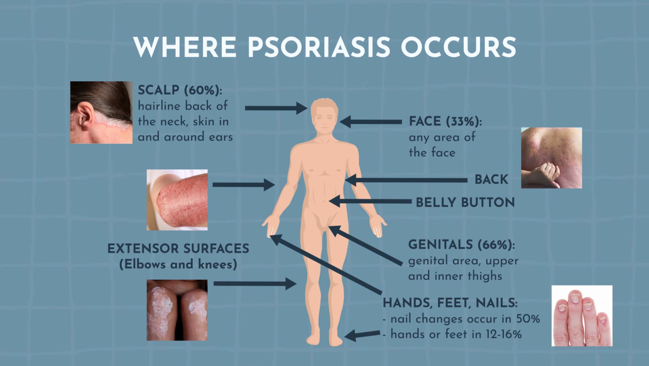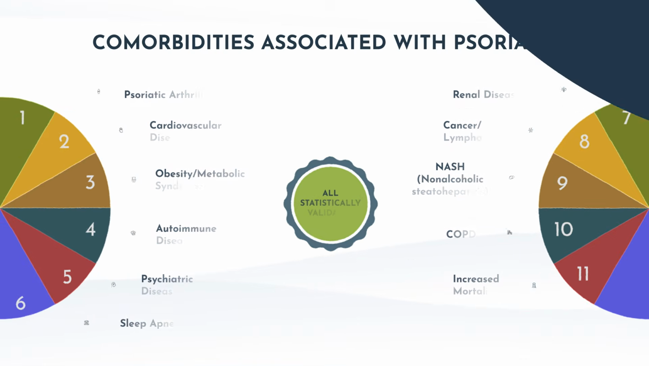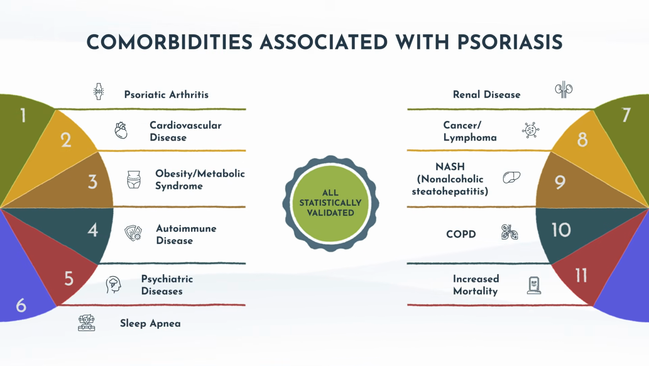So one thing that's really important to keep in mind is that psoriasis is not just a skin condition. It is a systemic inflammatory disease, and there are numerous comorbidities associated with psoriasis. The most common one I think people know and think of is psoriatic arthritis. So you definitely want to check in with your psoriasis patients on their joints. Cardiovascular disease has gotten a lot of attention in the past few years, and we know now that psoriasis patients are at increased risk of cardiovascular disease.